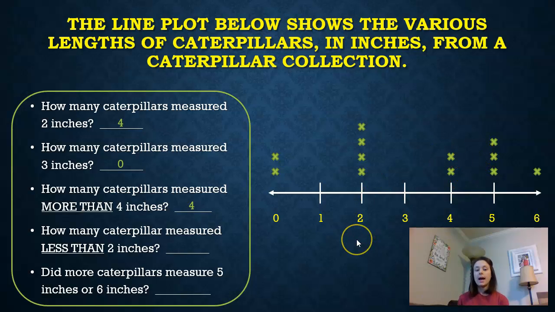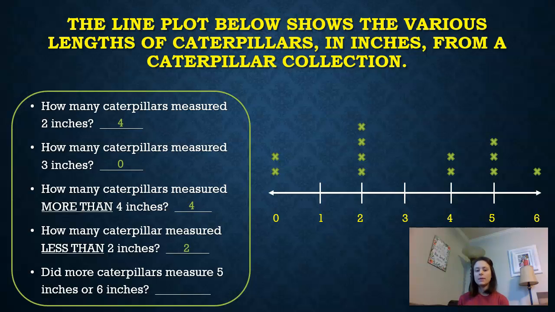Okay, the next question. How many caterpillars measured less than 2 inches? This is just the reverse of what we did. I'm not looking at how many caterpillars measured 2 inches, but how many measured less than 2 inches. So I'm looking at everything to the left of the 2 on this line plot. It's the numbers 0 and 1. No caterpillars measured 1 inch, but 2 caterpillars measured 0 inches, which means they just measured less than 1 inch. So 2, there we go.